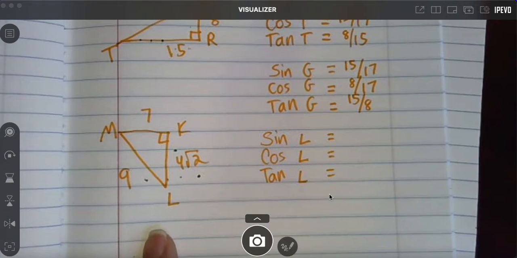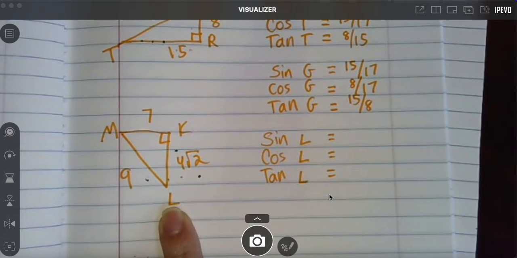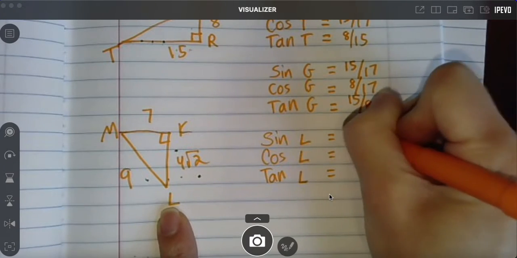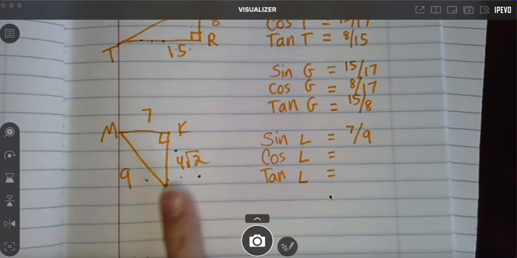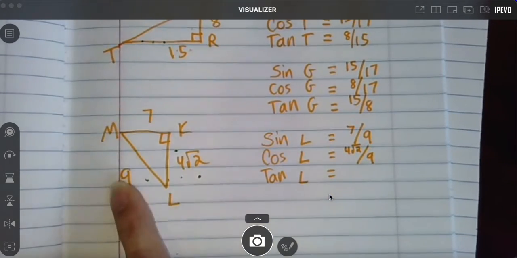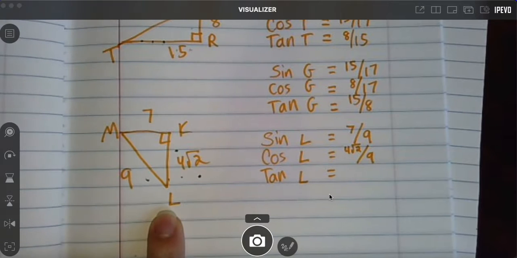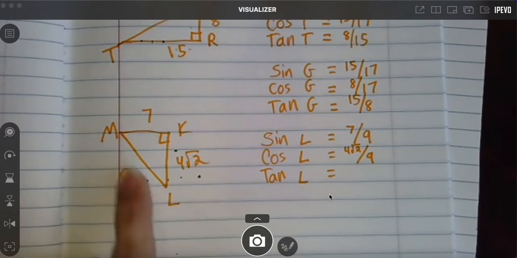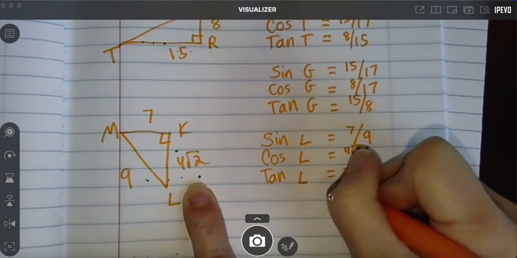So if I start at angle L, what is the sine? 7 over 9. That's opposite over hypotenuse. Okay, that one's fine. Now, what's my next thing? Cosine of L is 4 square root of 2 over 9. That's adjacent over hypotenuse. The 4 and the 9 can't reduce. Here's where it's like this on your worksheet. I'm going to find the tangent of L, and it's opposite, which is 7 over 4 square root of 2.